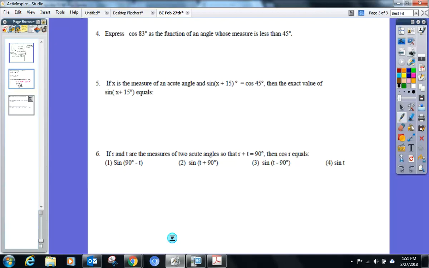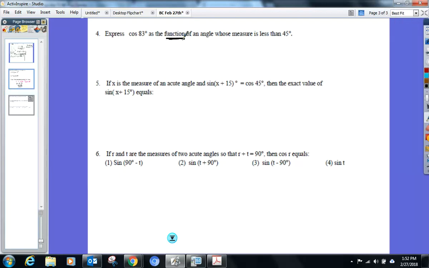Okay, the directions here on number 4 may stump you. Express cosine of 83 as a function. What I mean by function is sine, cosine, tangent, with an angle that's less than 45. So cosine of 83, what's equivalent to it?